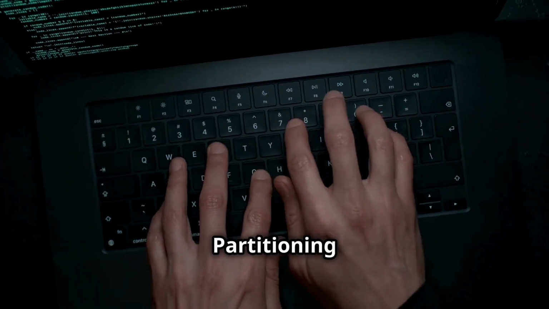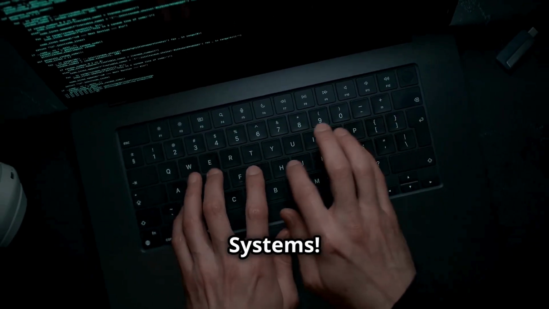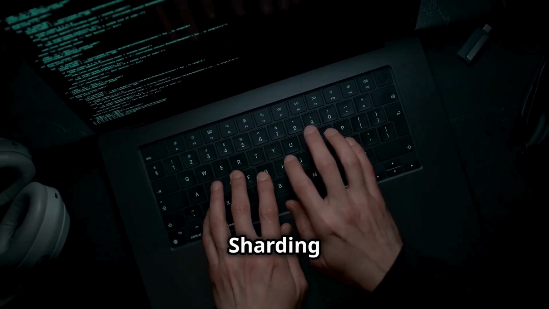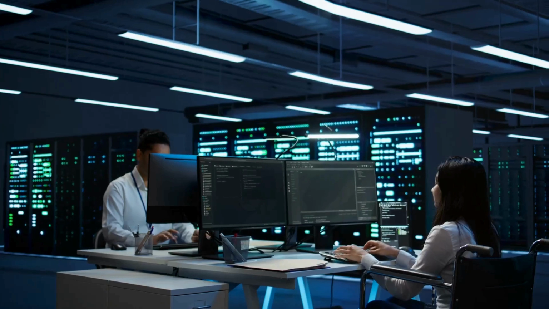Data partitioning, the key to scalable systems. Master sharding techniques and strategies.